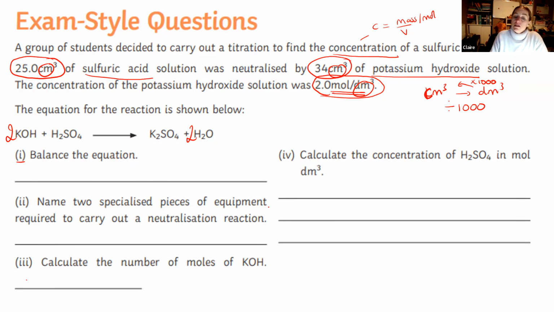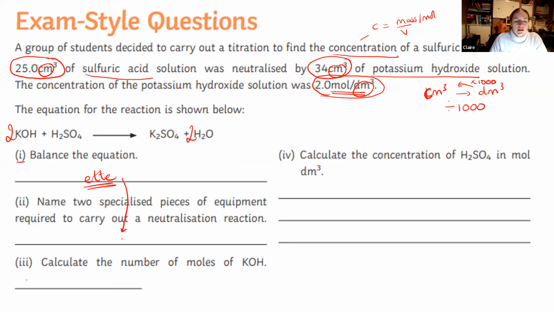Name 2 specialized pieces of equipment required to carry out the neutralization reaction. This is where you need to know your spelling: the burette and the pipette. So remember double T's, basically, TTs. So remember that. Okay, burette, pipette.